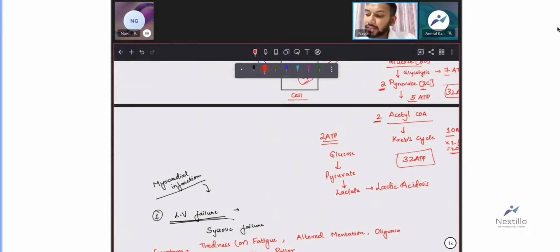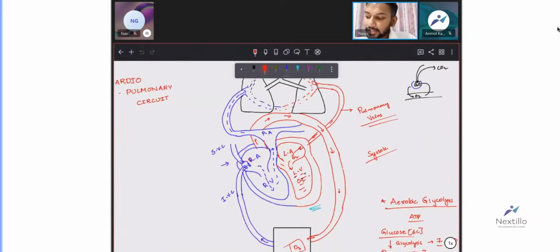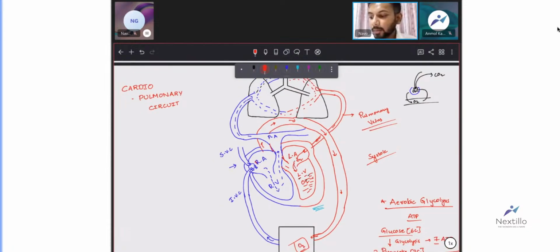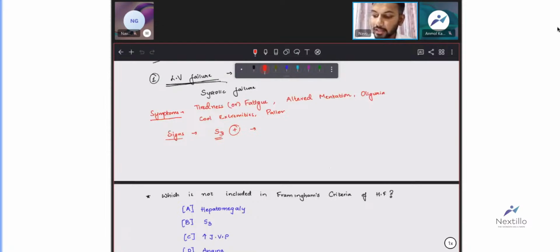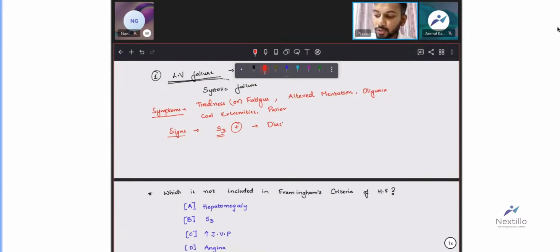Now, why is S3 happening in systolic failure? In systolic failure, the blood is not being pumped outside, so it is pooling in the left ventricle, and the systolic volume increases. If there is a lot of blood in the left ventricle during diastole, the blood has to come again from the left atrium. So this blood will come into this blood, and it will create a sound, that is what is known as S3. S3 is therefore a diastolic heart sound.